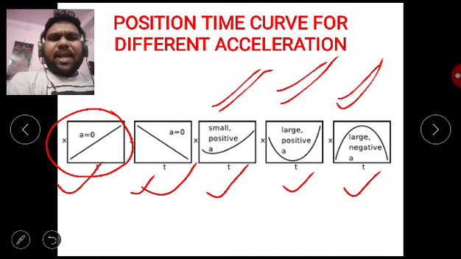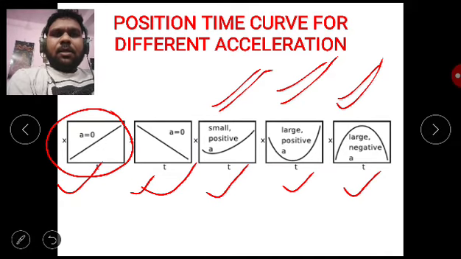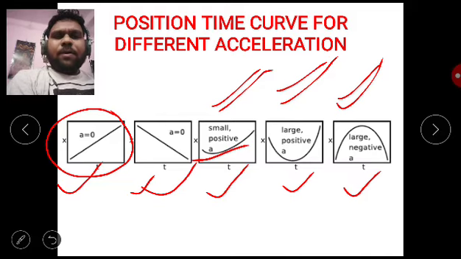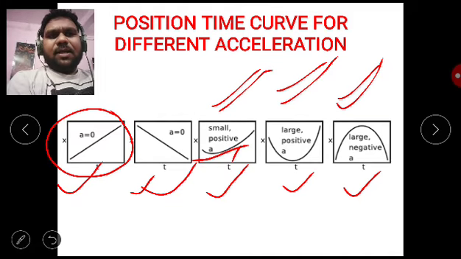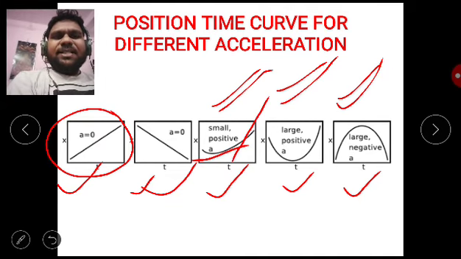We know that velocity is given by the tangent to the position-time curve. When you draw the tangent on this position-time curve, the slope of the tangent gives us the velocity. At this point the slope will be smaller, but as we move forward with time, the slope will increase at an increasing rate. Just see the slope here. So velocity is increasing rapidly.